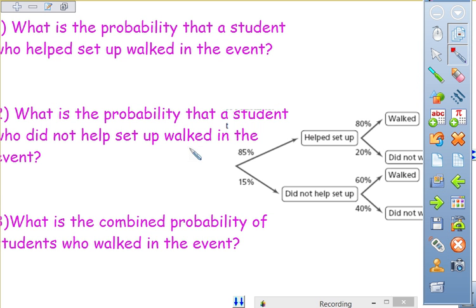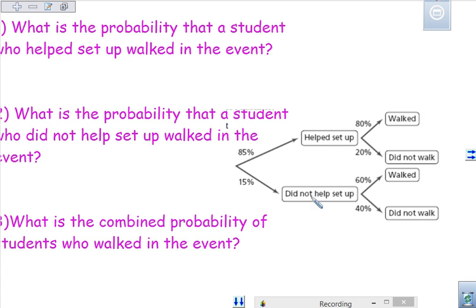Let's look at a tree diagram. What is the probability that a student who helped set up walked in an event? So here's the data. We have students that helped set up for an event or did not help set up for an event. Then we have either they walked in the event or they did not walk in the event. Notice if I add vertically, I get 100%, up top 100, down below 100%.